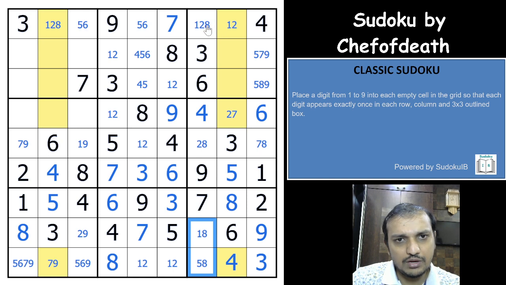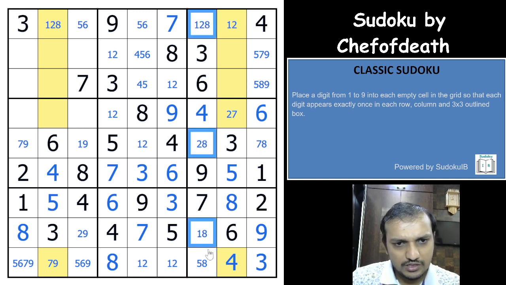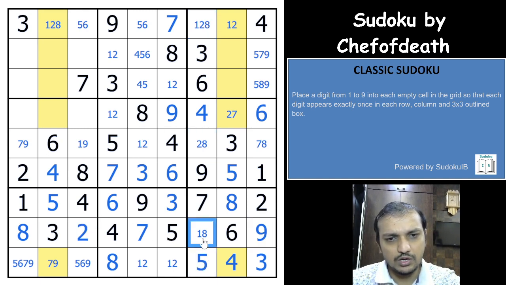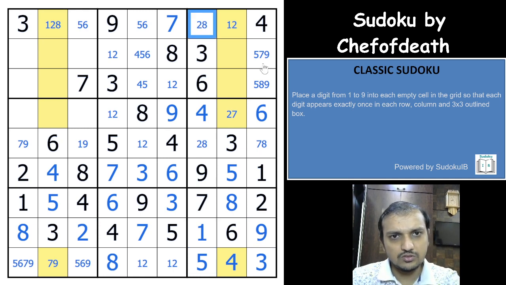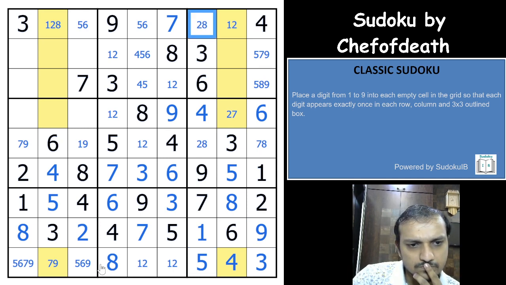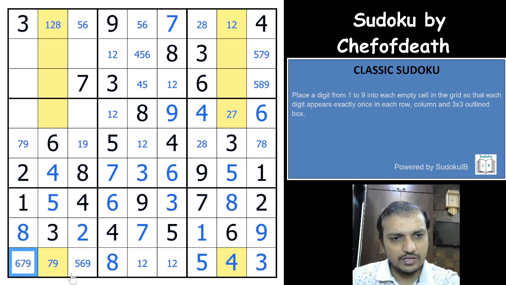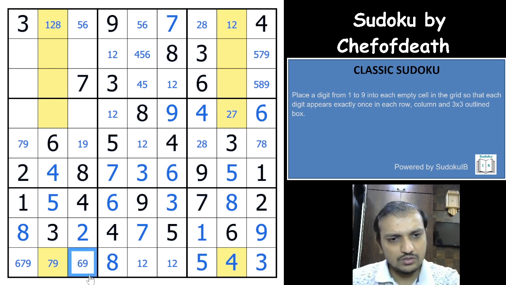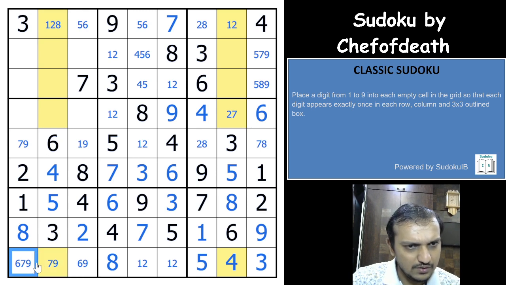Yeah, 1 to 8. Where can a 5 be? 5 cannot be here, 5 cannot be here, 5 cannot be here. So this cell is a 5, or maybe this 9 gives you a 2 and a 1 here. This is not a 1. This is not a 5. Neither this cell is a 5, 6, 7 and 9.